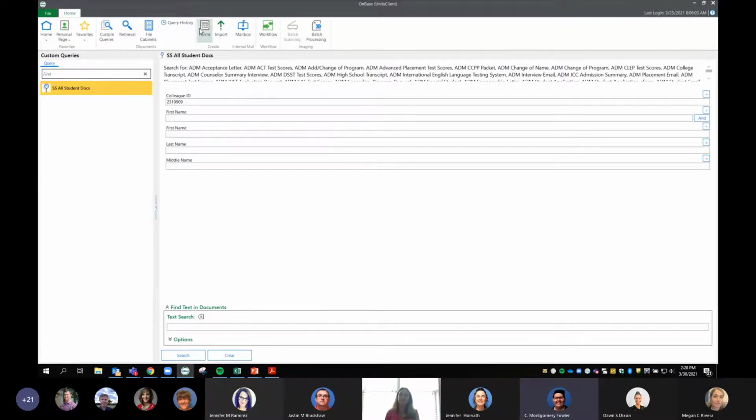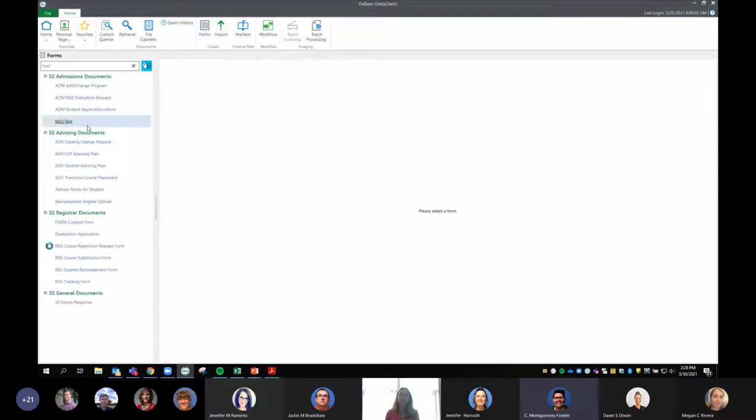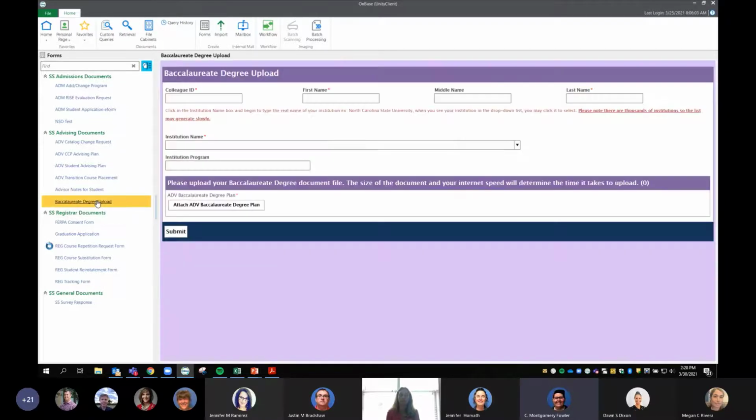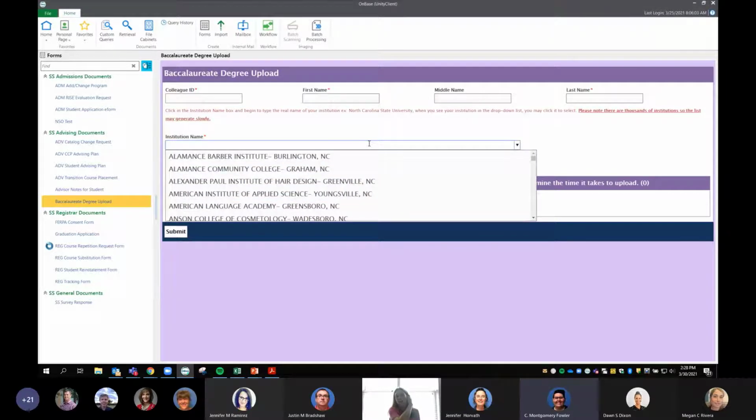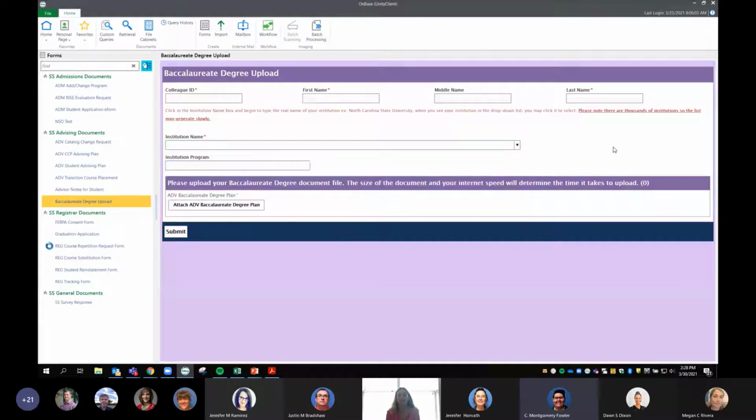So here in OnBase, if you just click over here to Forms, under the advising documents, down at the bottom, the very last one is Baccalaureate degree upload. And so it's super easy. You just type in the student's colleague ID, their first name and their last name. Then you can either click on this drop down and search for the school that you want, or you can just start typing it, and once you finish typing it, it'll pop up. You type in the degree that you are doing it for. So I would put psychology, click attach, upload it from your computer, hit submit, and it goes directly to that student's file.